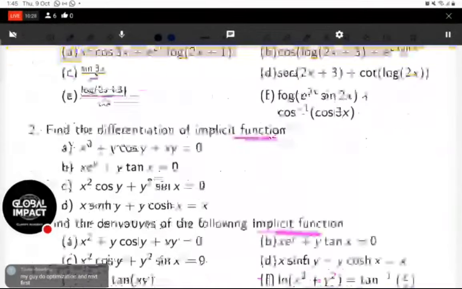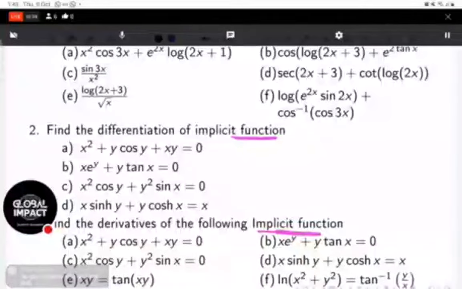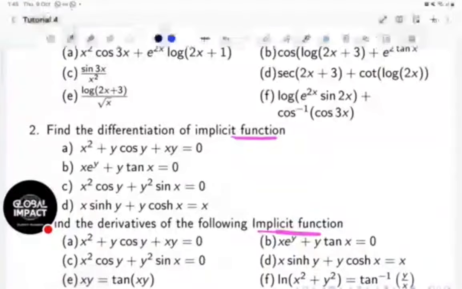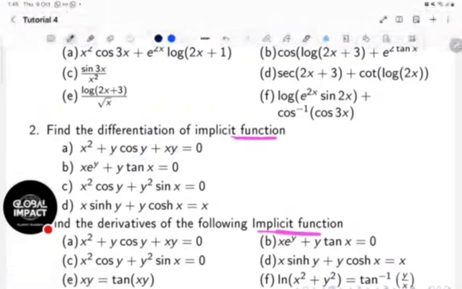So here, what am I going to do? I'm now looking at the next one, which is saying find the differentiation of implicit functions. Now, when you're differentiating implicit functions, ladies and gentlemen, boys and girls, this is a walk in the park. Anything which is called implicit is a function where you can't make x the subject. You can't make y the subject either. So we call it implicit.